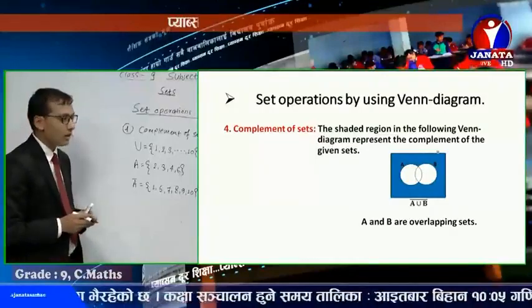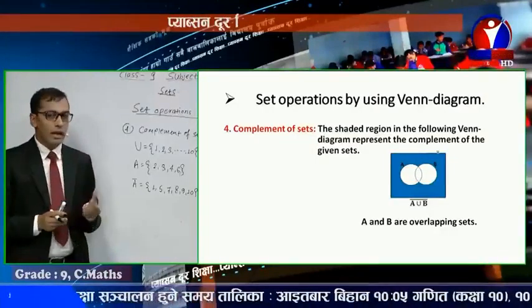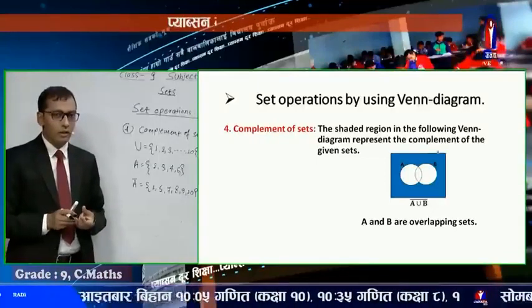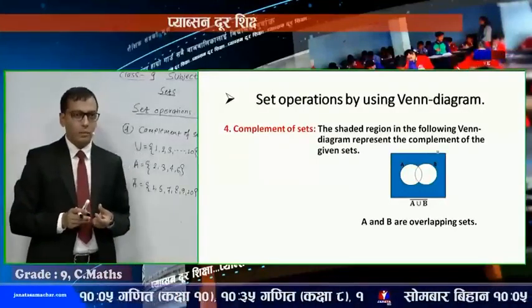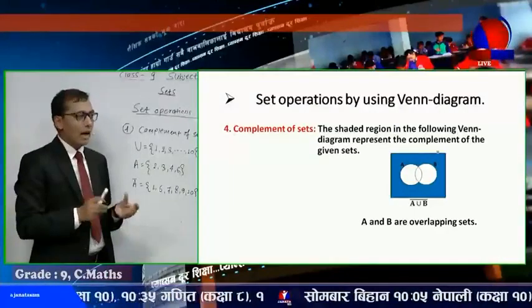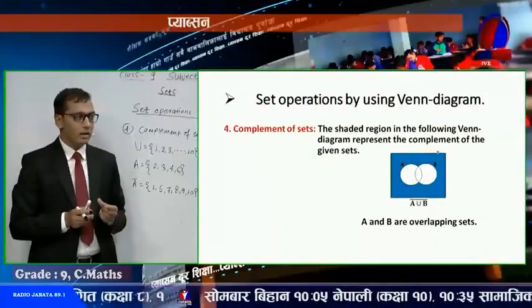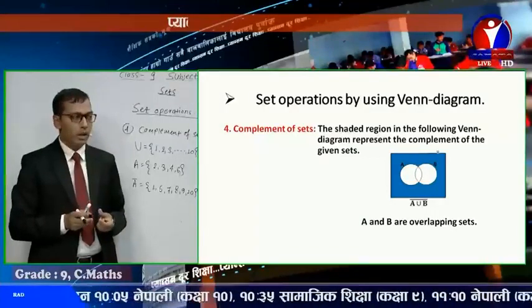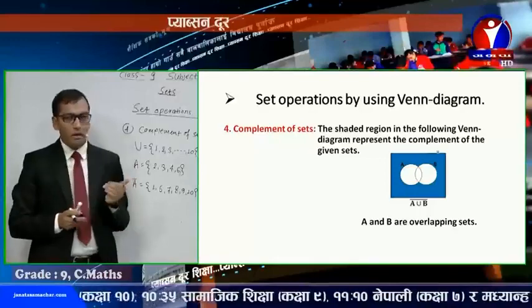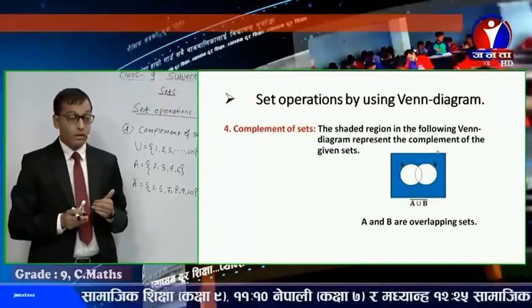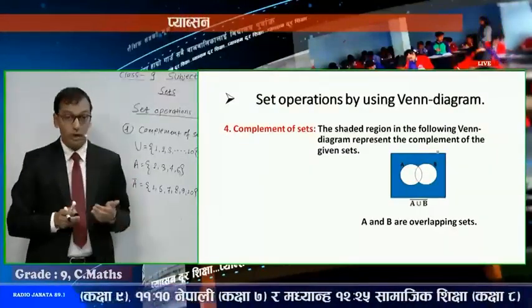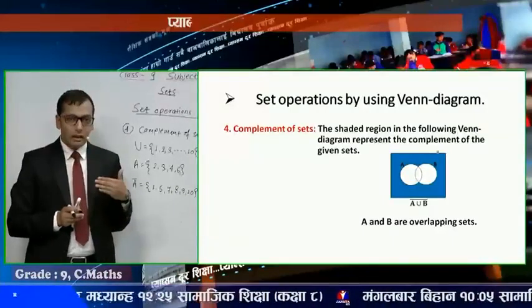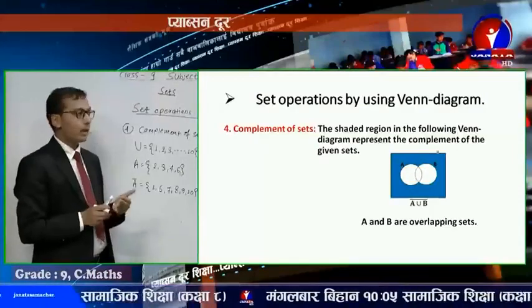Now you can see the slide. Your slide shows two sets A and B overlapping, and the outer region is shaded. This is the complement of set A and B. So these are the different types of set operations we need to learn under the topic of set operations. So let me end this topic here.